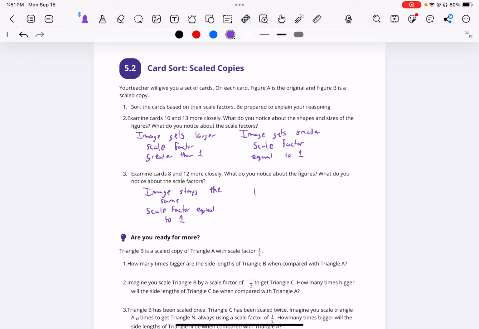And if you want to go from your image to your new image, if we wanted to go backwards, the scale factor is the reciprocal of the first scale factor.